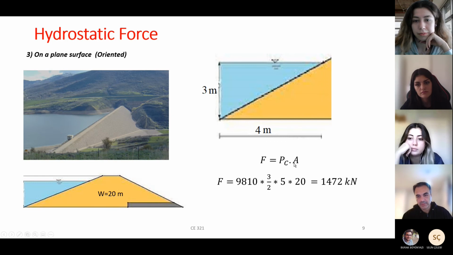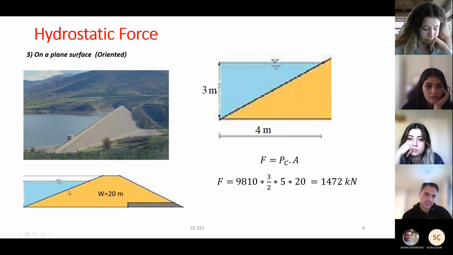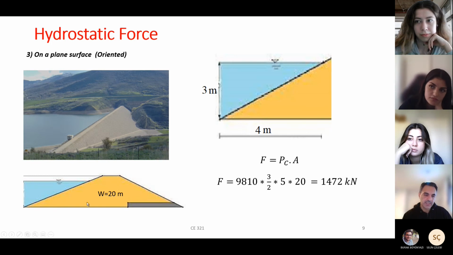To solve this kind of problem, again, the general solution comes from pressure at centroid times area. Again, as this plane is not horizontal, pressure at any point varies. And you remember that pressure always increases by depth, and therefore pressure at the bottom is not equal to the pressure here. Here the relative pressure is 0. At the bottom point the pressure is the maximum value.